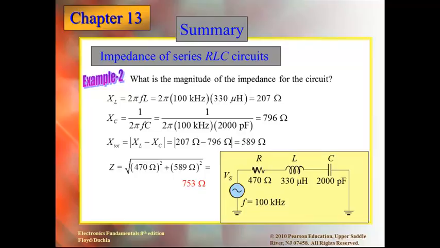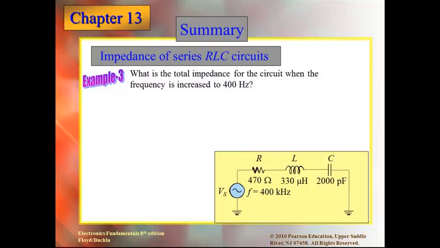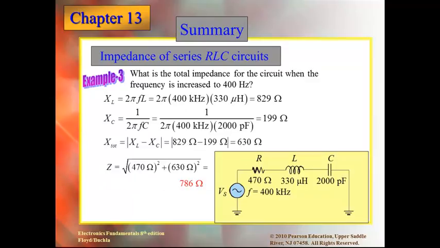There again, not a very good phase angle in this case. We have 470 ohms of resistance and 753 ohms of total opposition. So we're getting quite a bit of opposition from the reactance. Again, when X sub C is greater than X sub L, now when we look at this, we increase the frequency, which, like I said, then brings our X sub L much larger, changes us to 786 ohms, but on the inductive side instead of being capacitive.